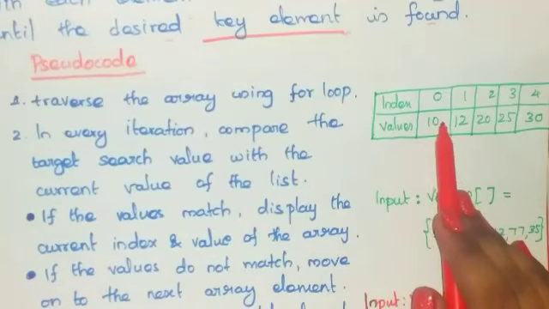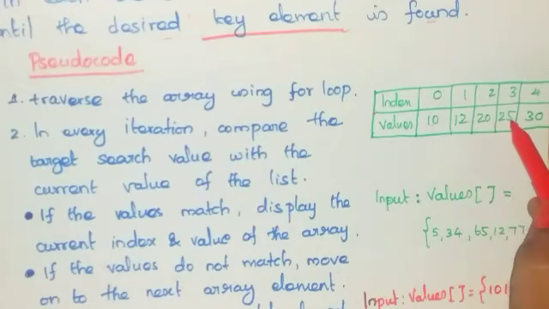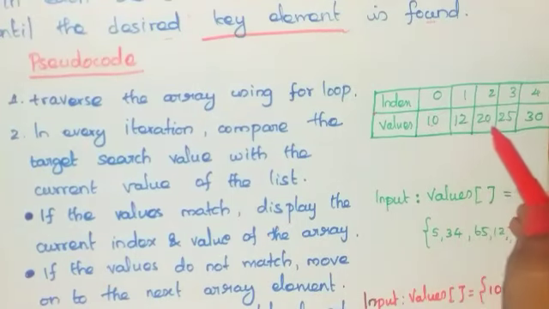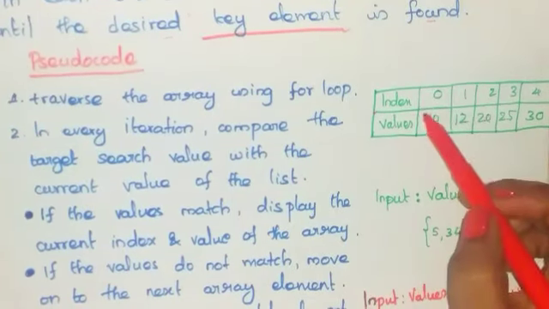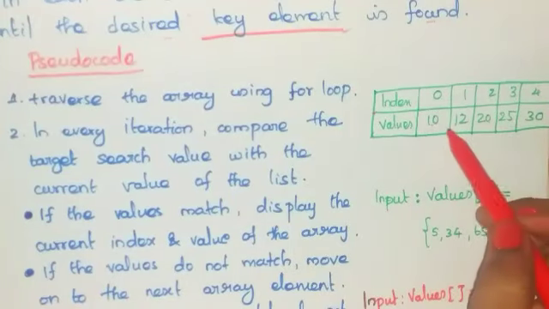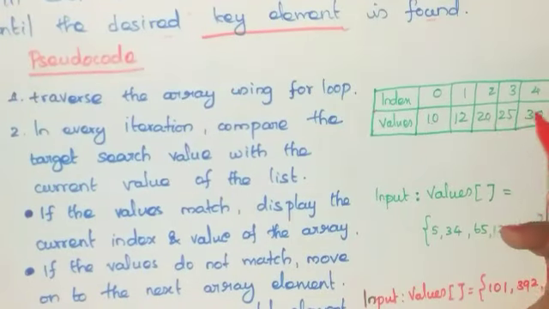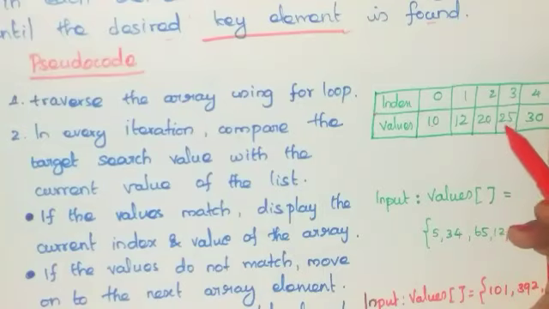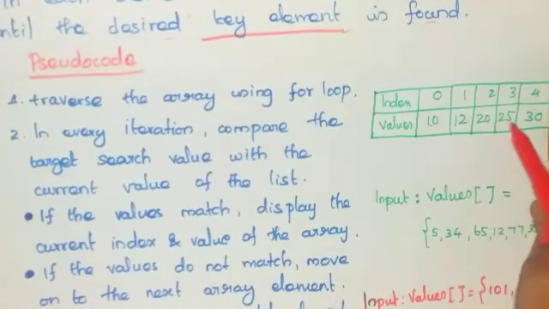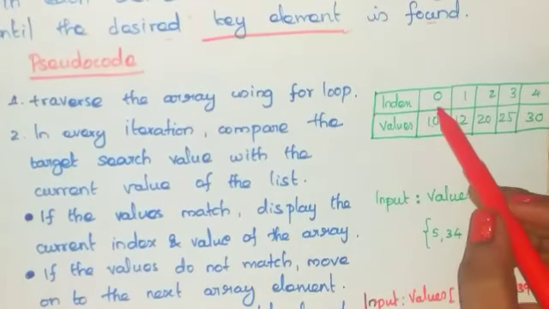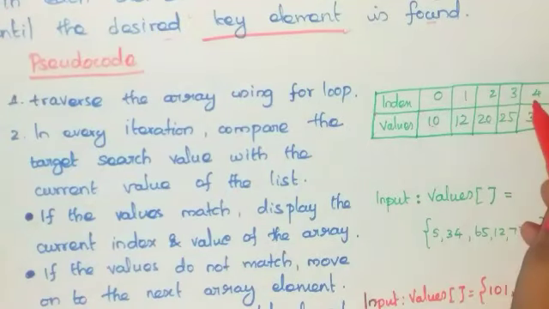Here one example is given. This is a list of elements: 10, 12, 20, 25, 30. These elements are stored in an array. A collection of homogeneous elements is called an array. So the collection of numbers is stored in an array. This is the index position of each value.